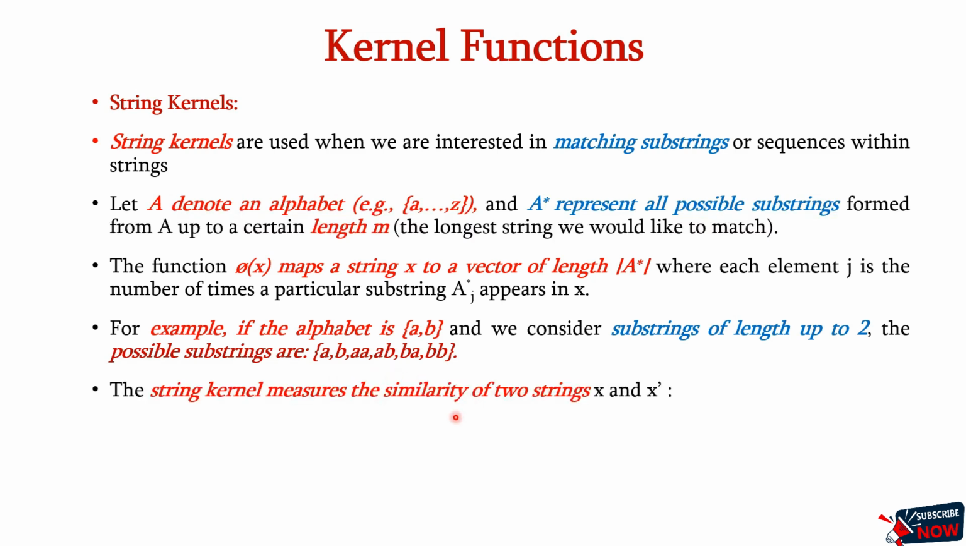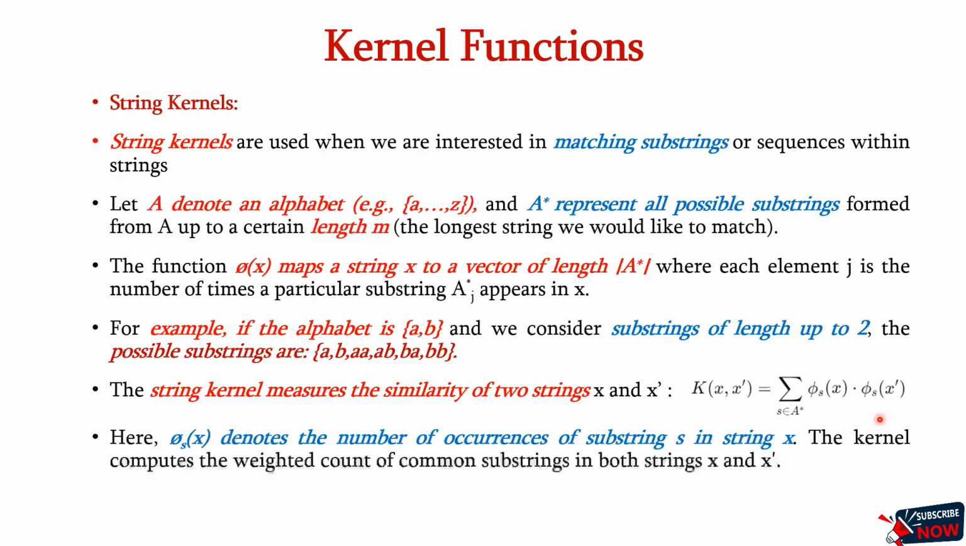So the string kernel measures the similarity between two strings, that is x and x dash. So it can be expressed as k of x comma x dash is equal to summation of pi s of x into pi s of x dash. Here pi s of x denotes the number of occurrences of the substring s in x. So the kernel computes the weighted count of the common substrings in both strings x and x dash.